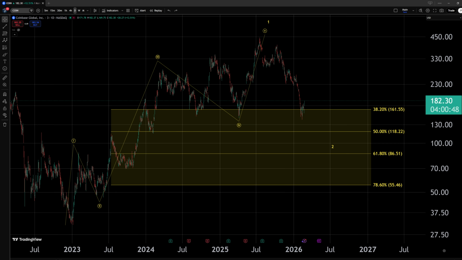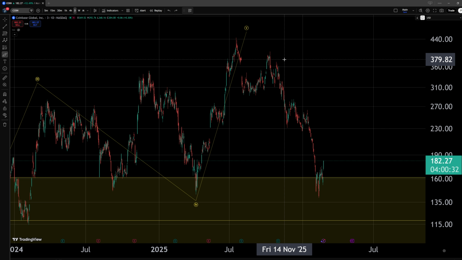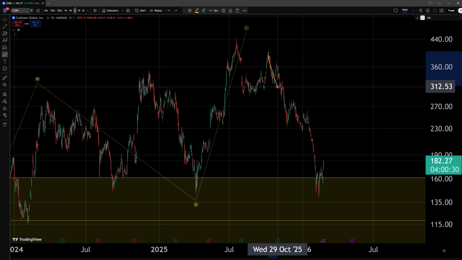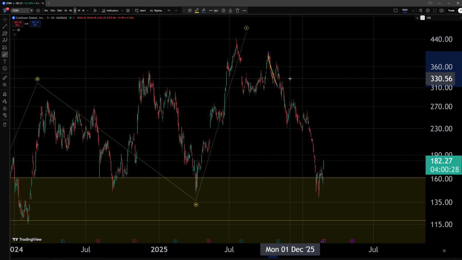In this video we are looking at Coinbase. It is time for another update, and on this chart we have been tracking this yellow scenario as our main interpretation ever since breaking the relevant levels of support within a much smaller time frame within this push to the downside at the $330 level.